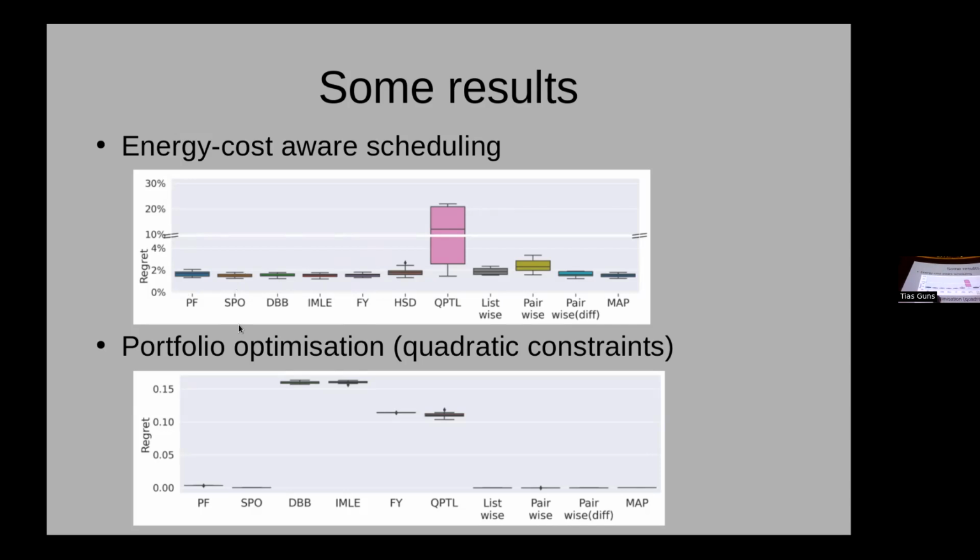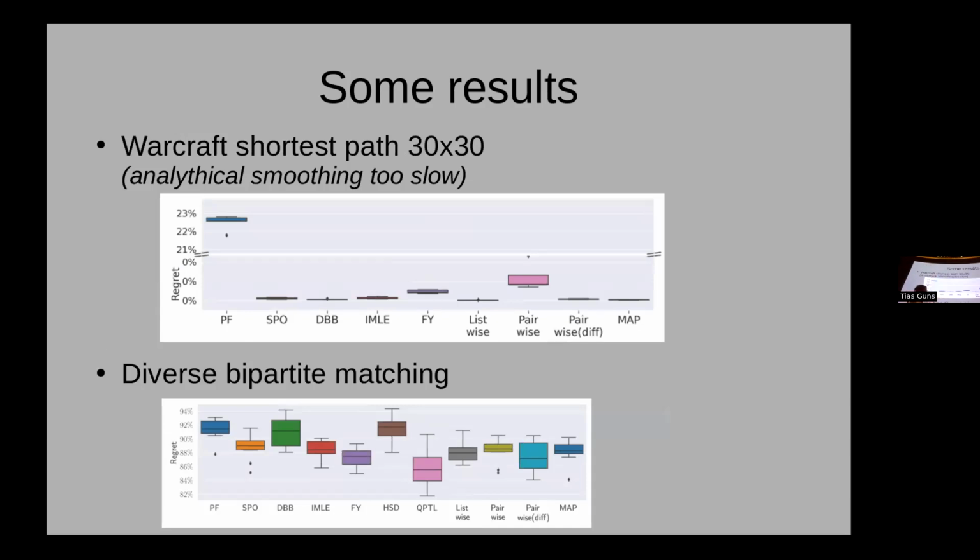So some of the probabilistic methods seem to behave differently. Warcraft shortest path, here we couldn't apply, even though it's a shortest path problem, we couldn't apply the analytical smoothing techniques because it was too slow, but the other ones work fine. Also, the error of the prediction focus is very high here. So there's a lot of uncertainty in that data, and the effect of using decision-focused learning is very big here. Diverse bipartite matching, also some results, okay?